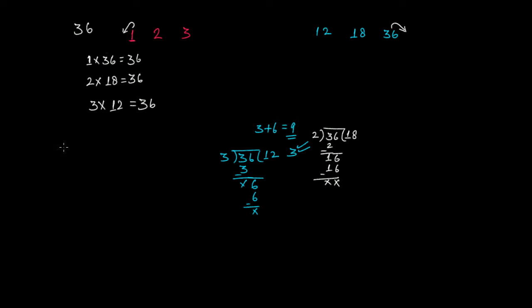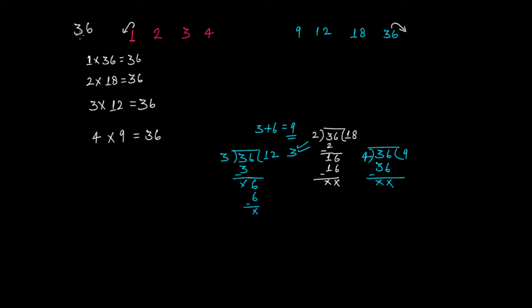Now what about 4? Will this be divisible by 4? You can divide 36 by 4, and this will be 9. Yes, this is divisible. So 4 times 9 will be 36. 4 is the smaller one, so we'll write 4 here, and 9 is the greater one, so we'll write 9 here.